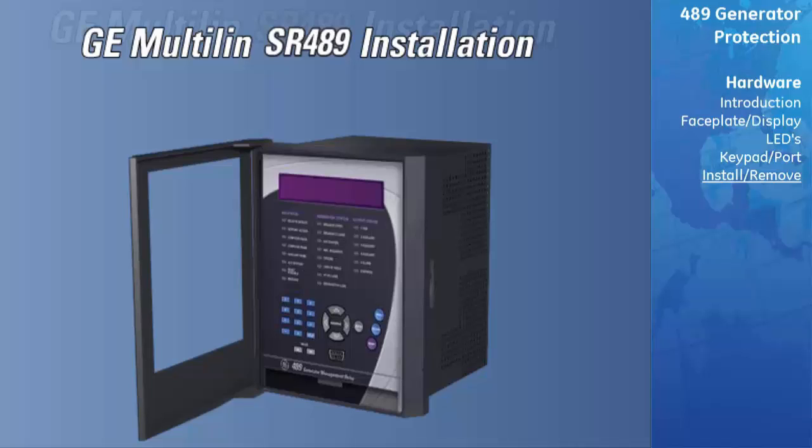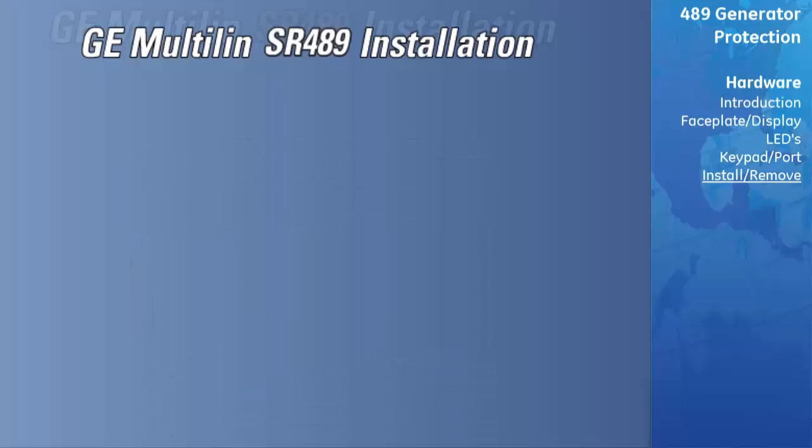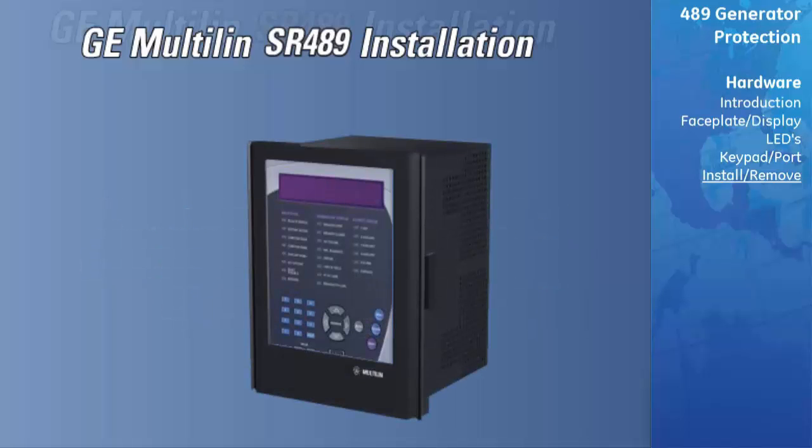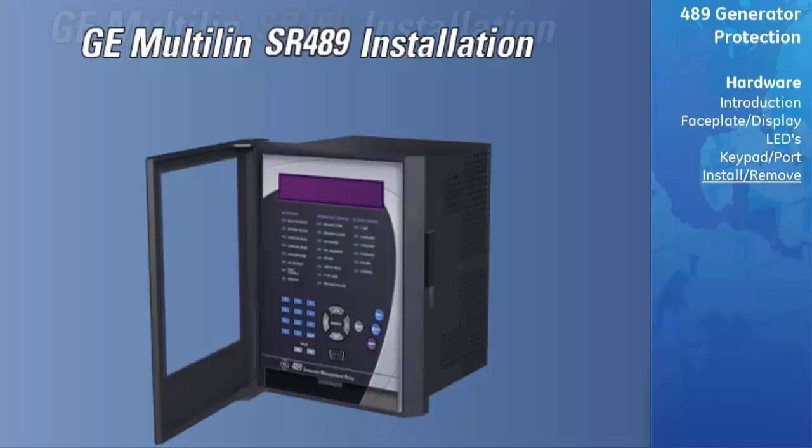To remove the unit from the case, first, turn off control power before drawing out or reinserting the unit to avoid maloperation. Open the cover by grasping the center of the right side. Press upward on the latch and then pull the front door, which will rotate about the hinges on the left.